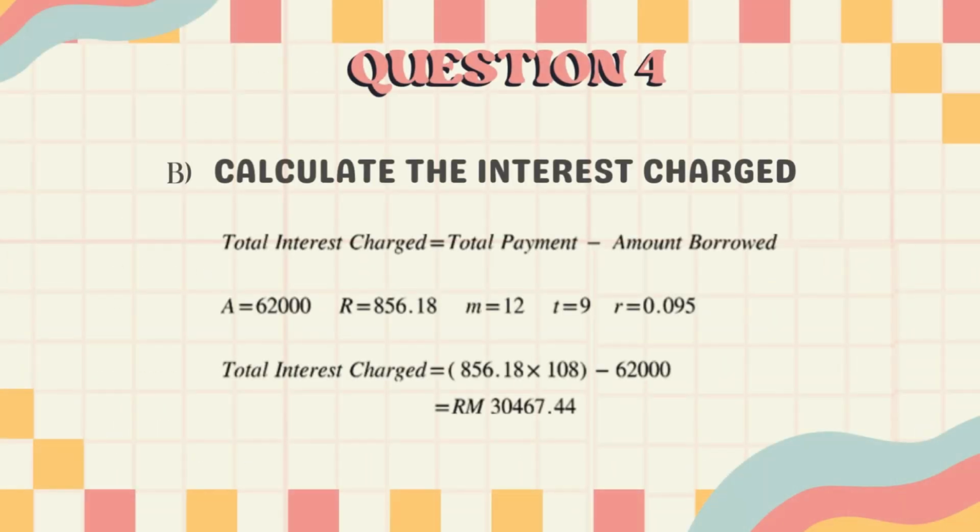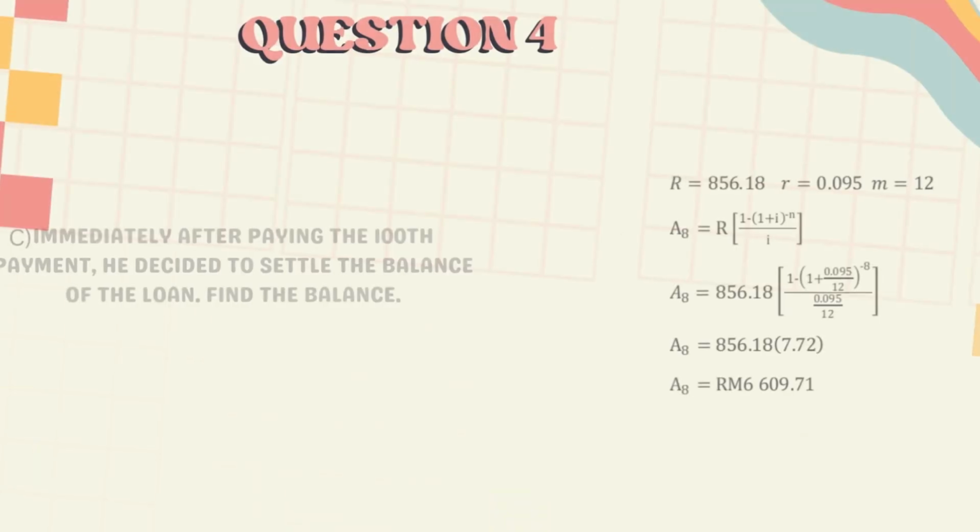So next question, B. Calculate the interest charge. Use total interest charge is total payment minus amount borrowed. So fill in all the information. Total interest charge equals open bracket 856.18 multiplied by 108 close bracket minus 62,000 and the answer will be 30,467.44 ringgit.